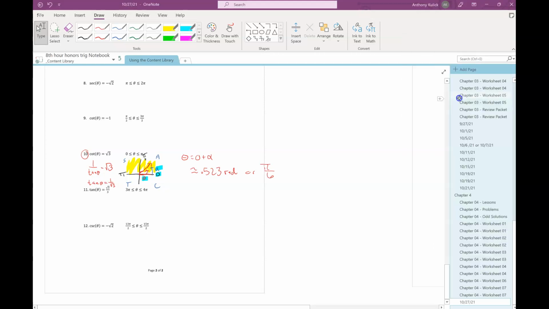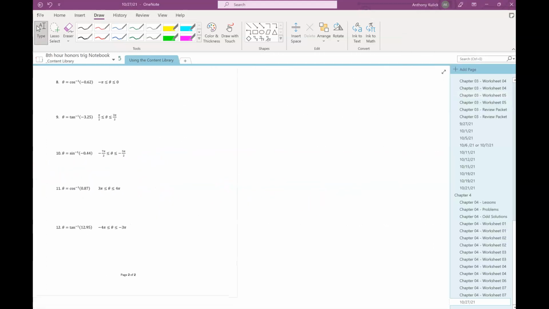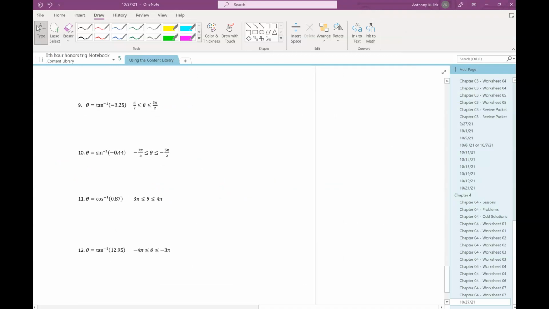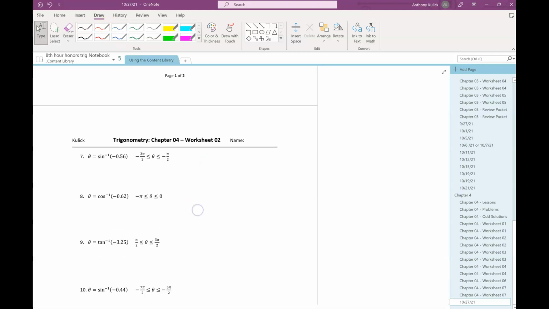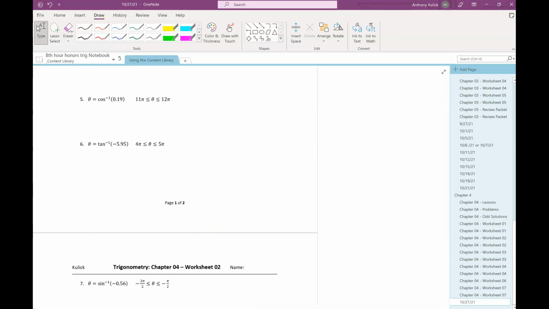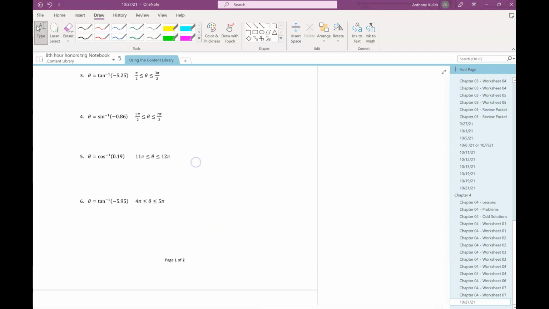Okay. If I look at the second sheet, let's do 5. So this is cosine inverse of 0.19 from 11 pi to 12 pi. Number 5 on worksheet 2.